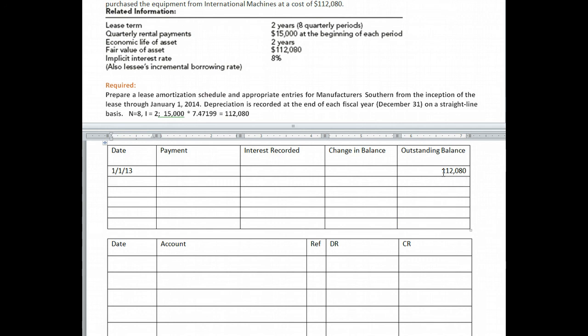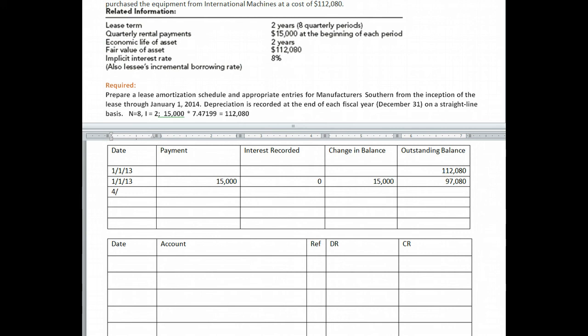Now, as we amortize this, we have to look at when our payments are, and our payments are at the beginning of each period. So that means on January 1st, 2013, we're going to make our first $15,000 payment. Well, since no time has passed, interest accrues over time, and since there has been no time, there would be no interest. So that first payment is 100% going to pay down the actual principal balance of the lease payable there. So that 112 is going to become 97.